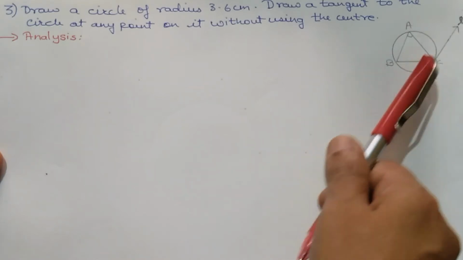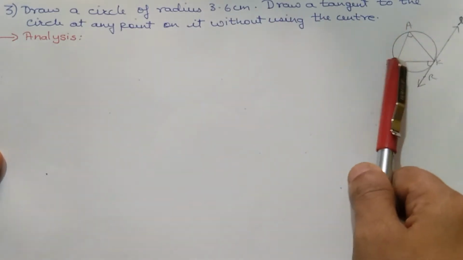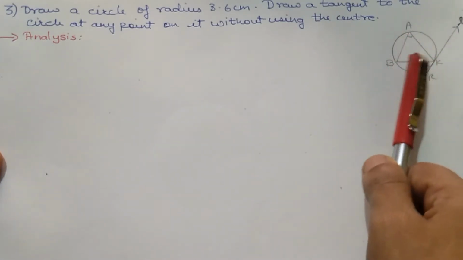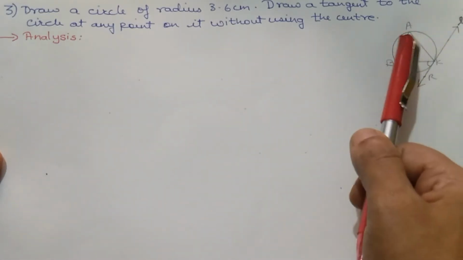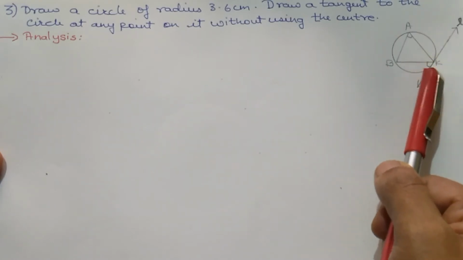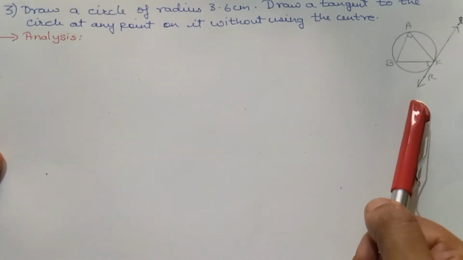So in order to draw a tangent without using the center, first draw the circle, then draw a chord BK, and then draw this acute angle triangle. Take any point A on the circle and draw the triangle, and measure this angle and draw another angle over here through which the line L will pass, which is a tangent to the circle.